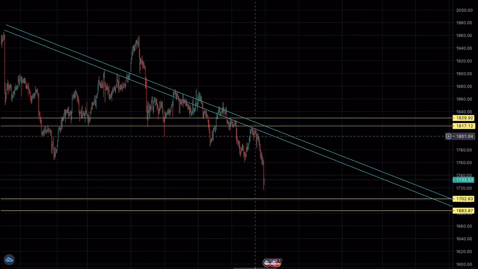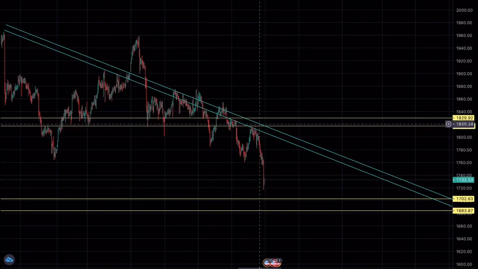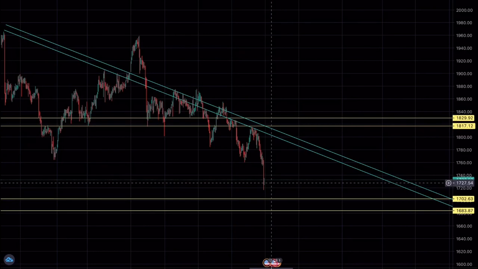Now currently, what we can see is this blue trend line which I have drawn. The market took resistance on this blue trend line around 23 to 24 February, and since then we did see a steep sell off entering the market.